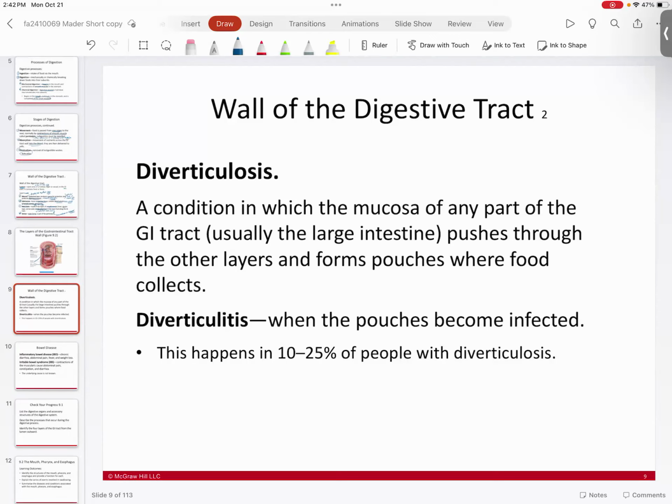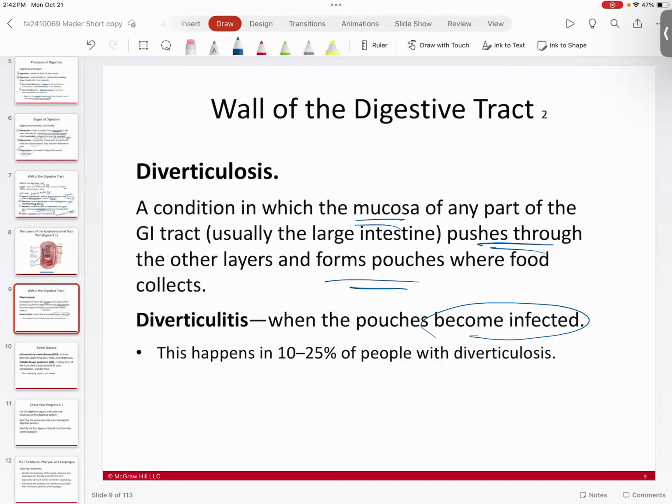Diverticulosis is essentially where the mucosal lining is pushing through the other layers. And so it creates these little pouches where food collects, and that creates inflammation and irritation. And diverticulitis, which is inflammation, is where these little pouches become infected. So if you get a pooling of food in that area, then these little pouches can become affected.